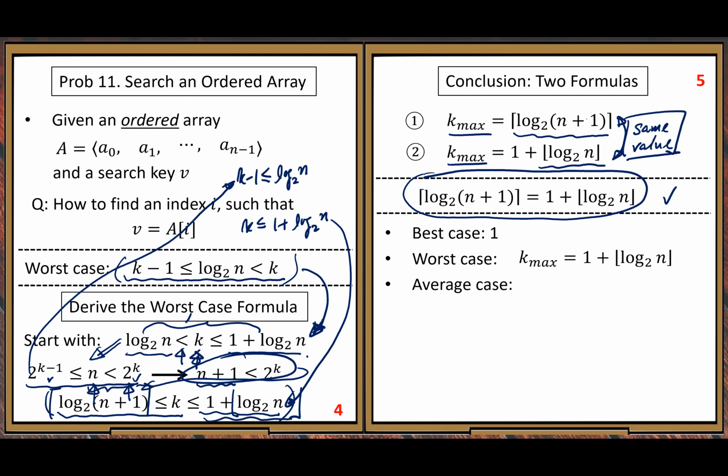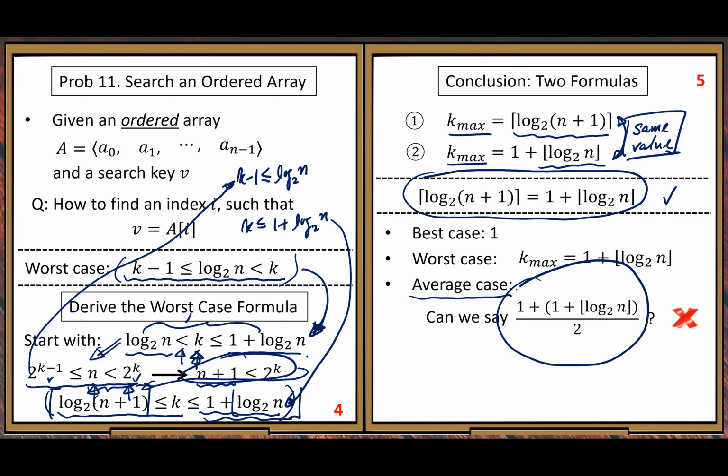But here I'd like to talk about the average case. For binary search, how to calculate the average case? Can we say the best case plus worst case divided by 2? The answer is no. The answer is no for binary search. If we do it this way, conceptually, it's not correct. You may argue this expression is very close to the average case. Even if you make that argument, it is wrong.